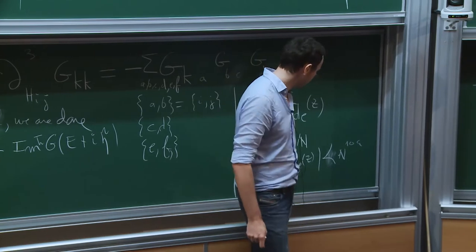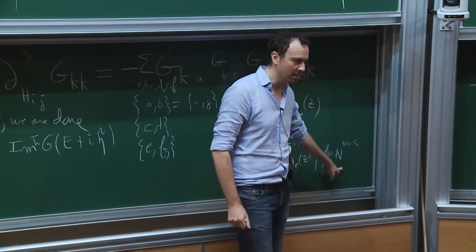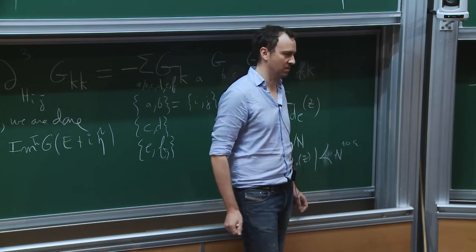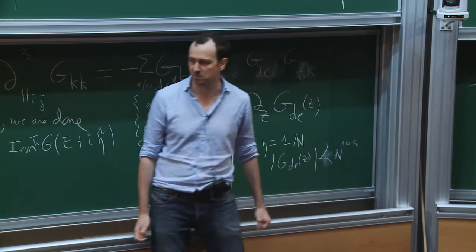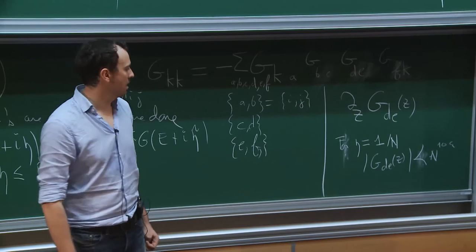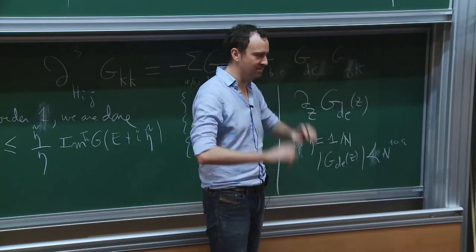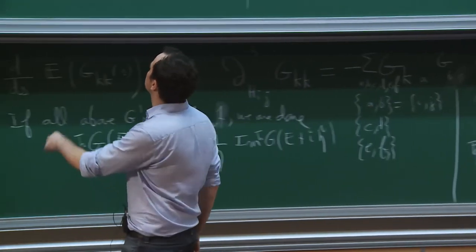So remember, on mesoscopic scales, I have much better. It's order one. But when I go to the microscopic one, I don't lose much. I only lose a factor n to the 10. And why is it okay not to lose much? It's okay not to lose much because then all of these will be n to the 100 epsilon.